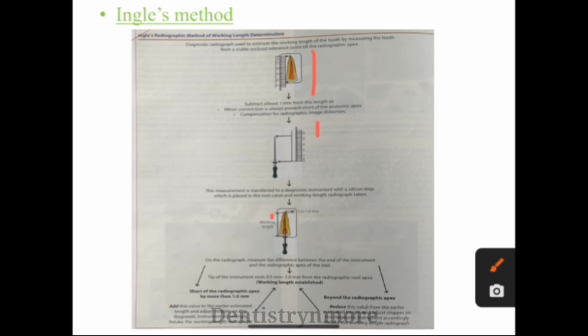add this value to the earlier estimated length and adjust the stopper on the diagnostic instrument accordingly, and then retake the working length radiograph. And if it goes beyond the radiographic apex, then reduce this value from the earlier estimated length, adjust the stopper on the diagnostic instrument accordingly, and the working length radiograph is retaken. So this is Ingle's method.